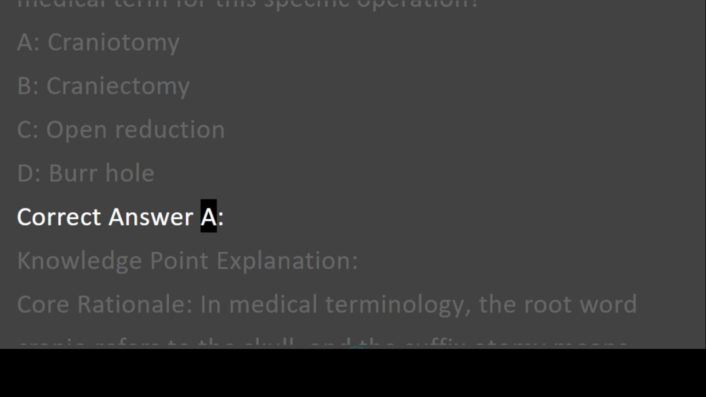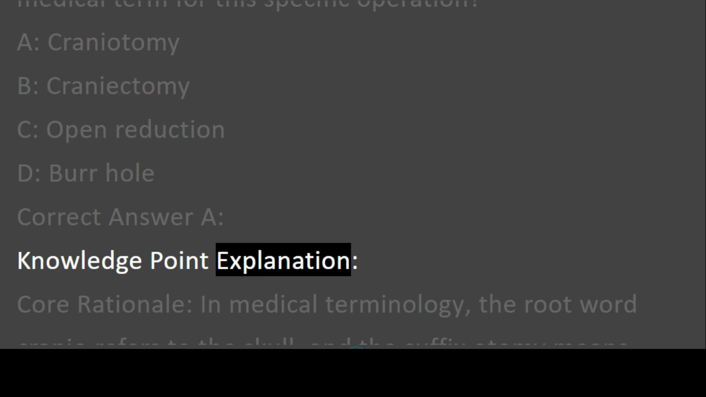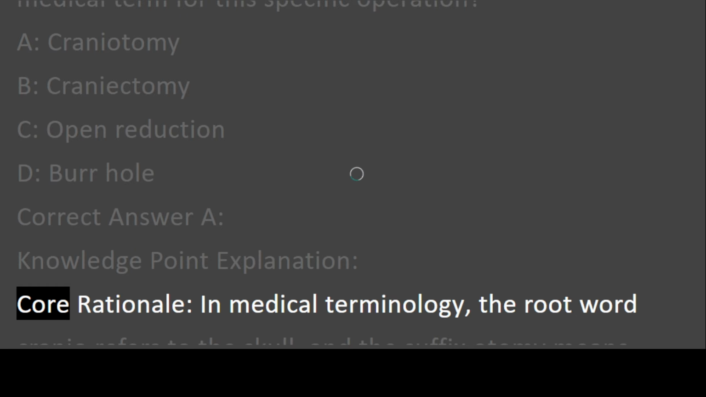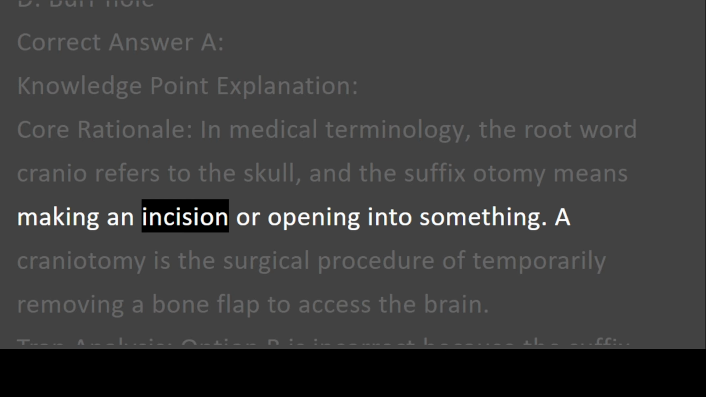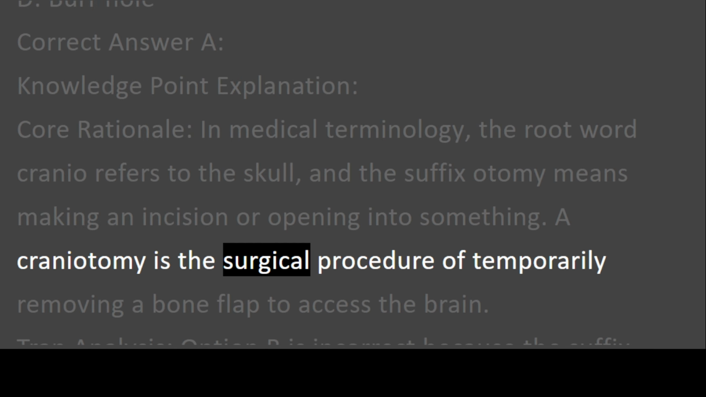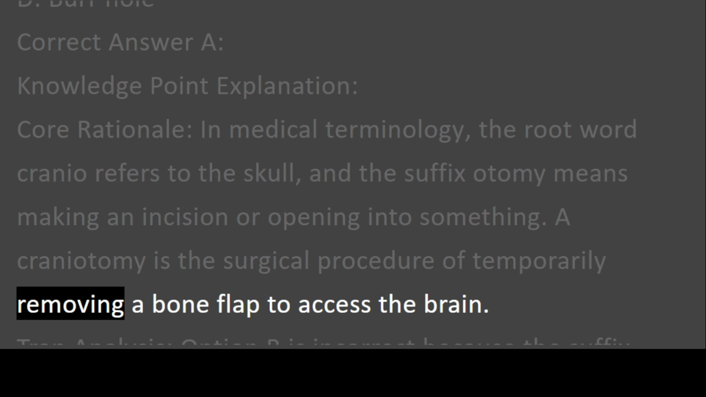Correct answer A. Knowledge point explanation. Core rationale. In medical terminology, the root word cranio refers to the skull, and the suffix otomy means making an incision or opening into something. A craniotomy is the surgical procedure of temporarily removing a bone flap to access the brain.